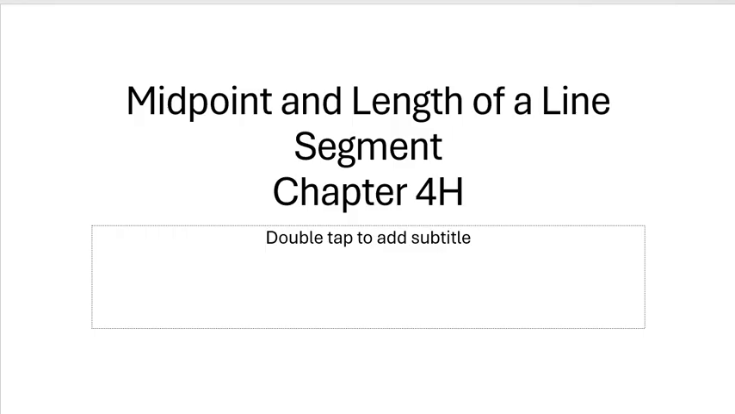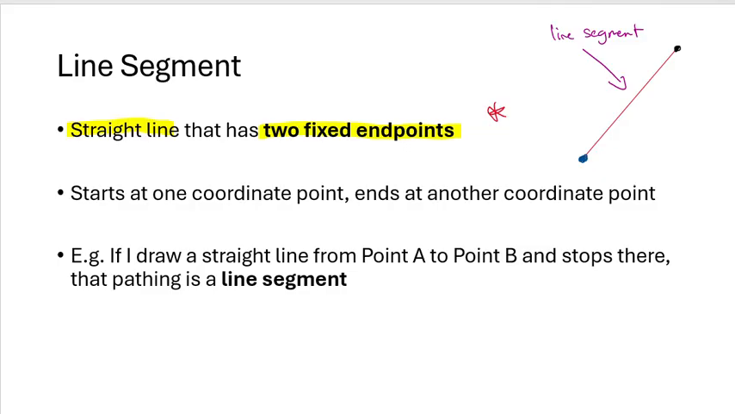Chapter 4H, midpoint and length of a line segment, okay? So what's a line segment? It's just a straight line that has 2 fixed endpoints, okay? So if you have a look there, I've drawn 2 endpoints and the line between them is what we call the line segment, okay? So that's all it is.